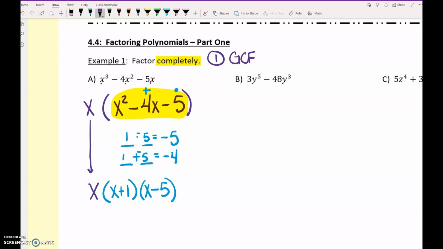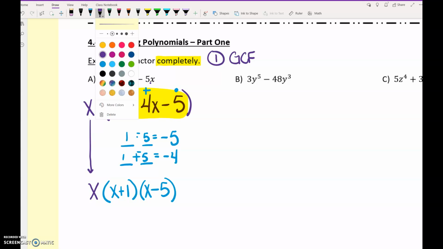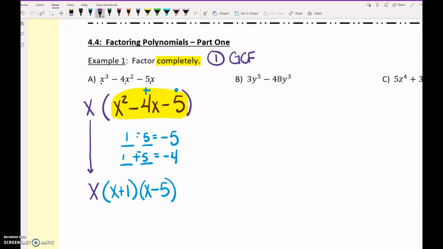Let's take a look at B. For starters, greatest common factor. What do 3y to the 5th and 48y to the 3rd have in common? Start with the numbers 3 and 48. Can we divide 48 by 3? Probably. So 3. Then y to the 5th means there are 5 factors of y. Y to the 3rd means there are 3 factors of y. So how many factors of y could they both give up? 3. Hint, you're always looking for the smallest exponent. That will tell you how many of the letters you need to factor out.